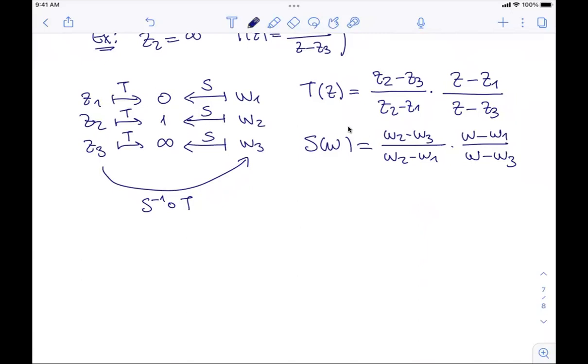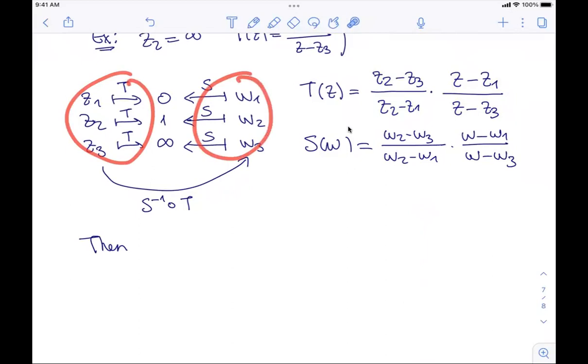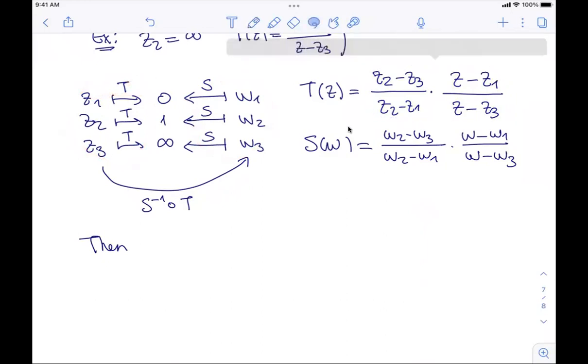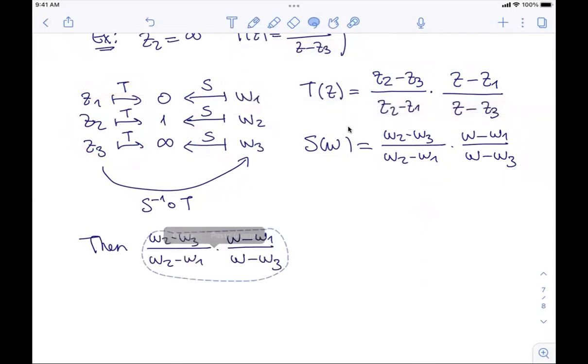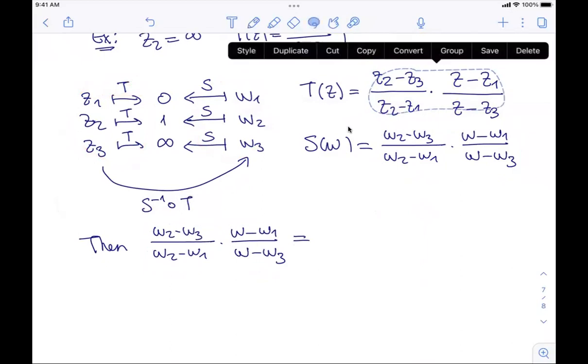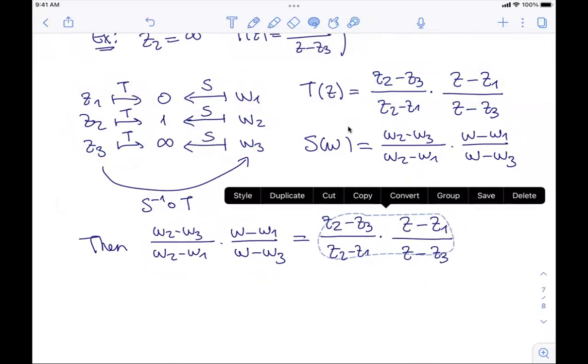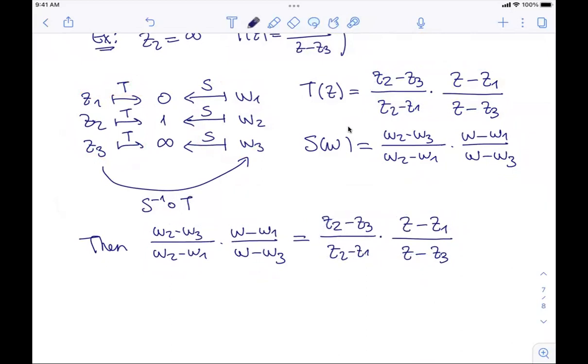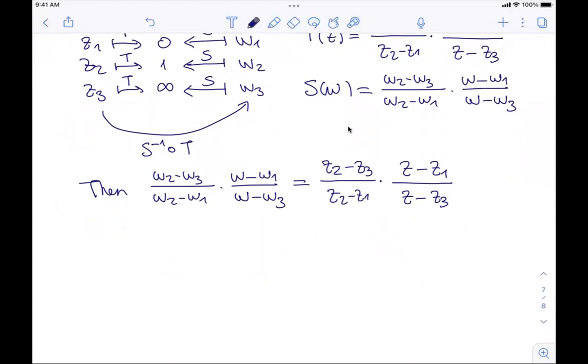Okay, because they are going to map the Z's into 0, 1, infinity, and the W's, then we get, let's put this one first, equals the other ones. Okay, so done. This is the implicit formula for W equal T of Z.